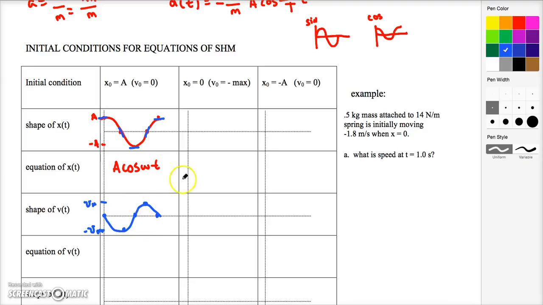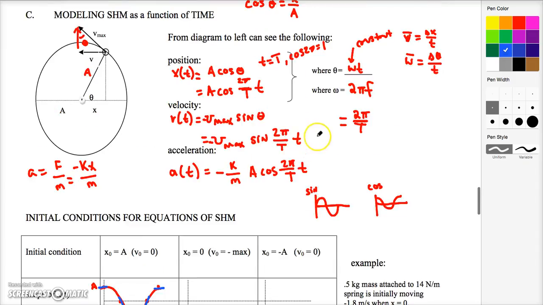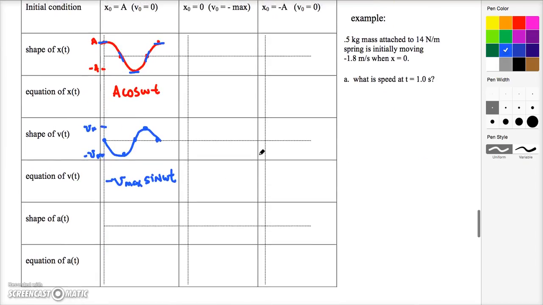And you can see that this is actually not a sine graph, but this is actually a minus sine graph. So this is actually minus V max times sine of omega t. Okay, so that's just what we have up here, where we replace 2 pi over T for the omega.